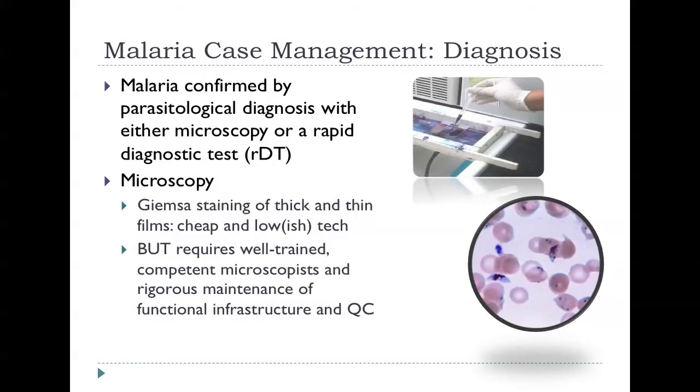Okay, vector control is one thing. Actually managing cases of malaria effectively is also important, and getting the diagnosis right is important. The symptoms of malaria are just a fever and feeling unwell. There's nothing very specific about them, and so malaria can be confused with many other kinds of infection. So some kind of laboratory diagnosis is really what you need to be able to target treatment properly. And you have a choice.